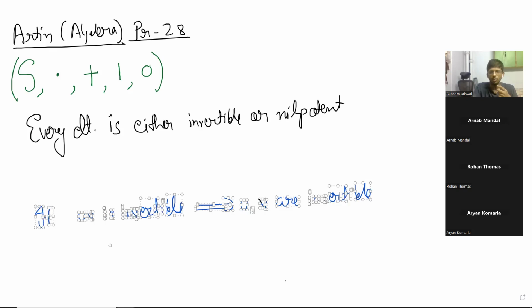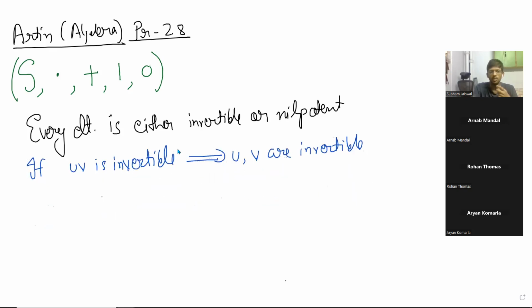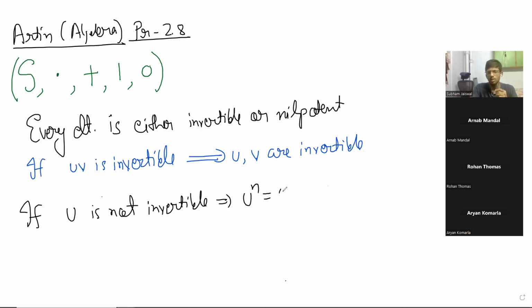So see, we want to prove this, right? We want to prove this. So if U is not invertible, then what happens? We want to show that UV is not invertible, or some kind of contradiction, right? So if U is not invertible, it implies that U to the n is equal to 0 for some n.